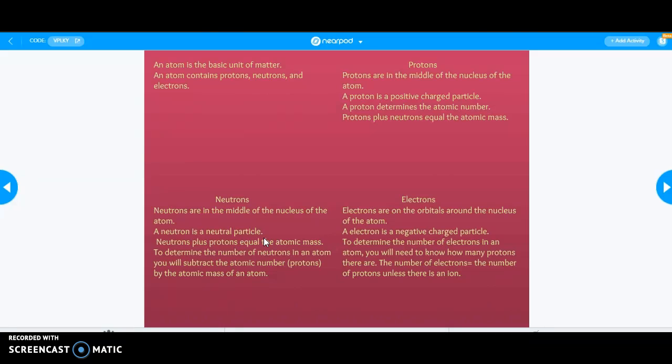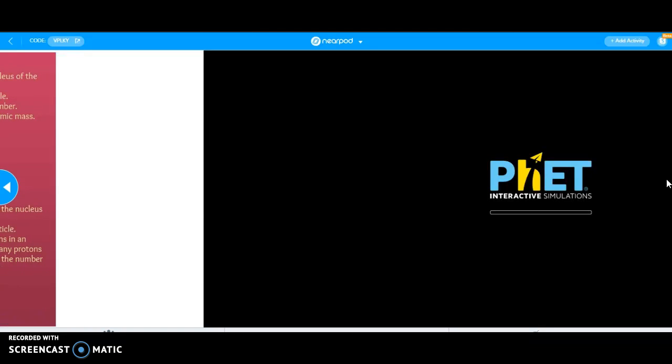Electrons are in the orbitals around the nucleus of the atom. An electron is a negatively charged particle. To determine the number of electrons in an atom, you will need to know how many protons there are. The number of electrons equals the number of protons, unless there is an ion. Now let's head over to our PhET simulation.